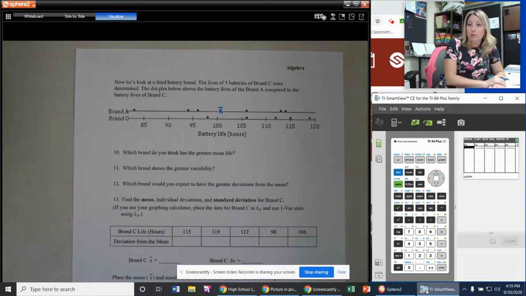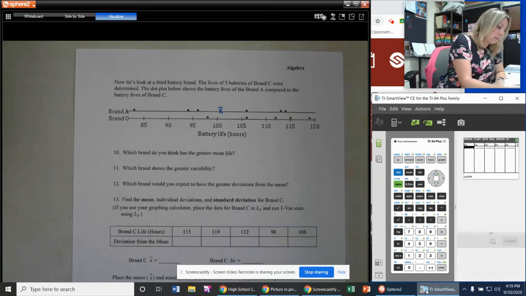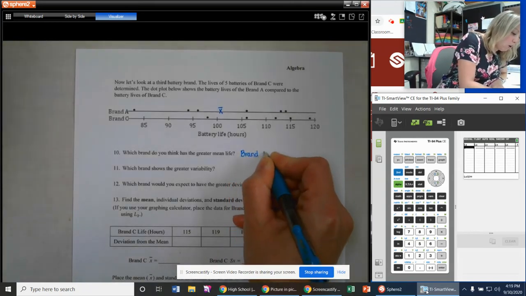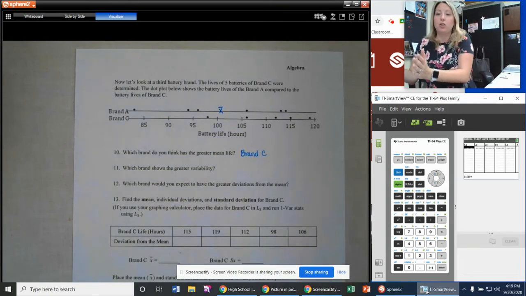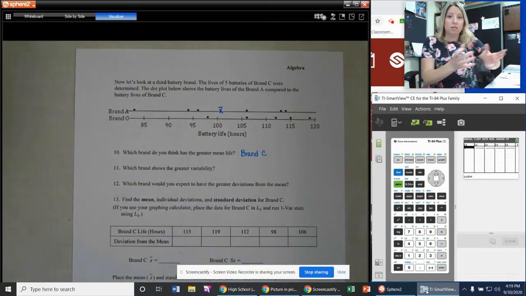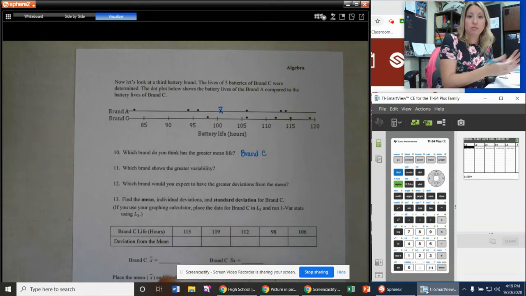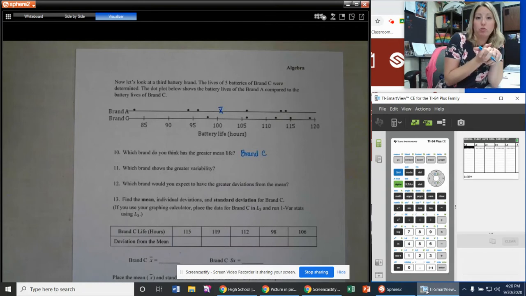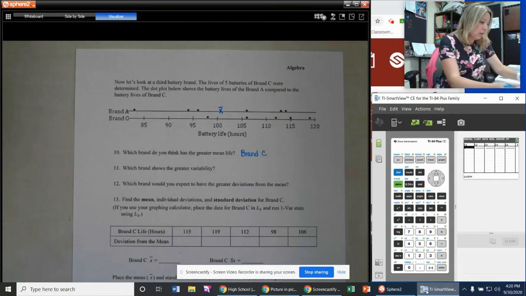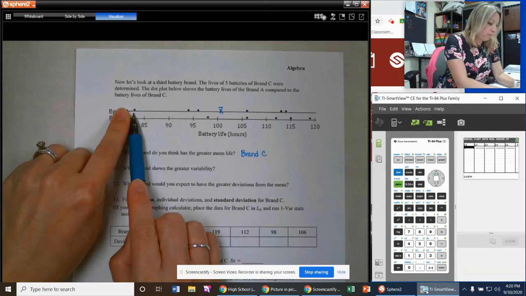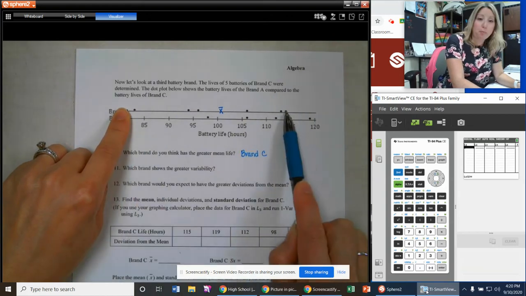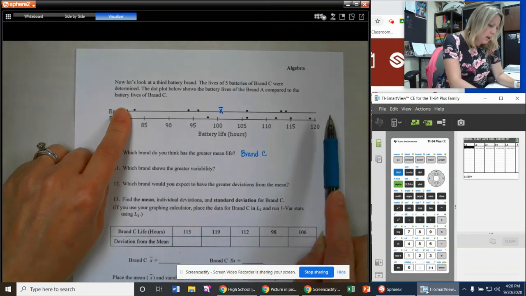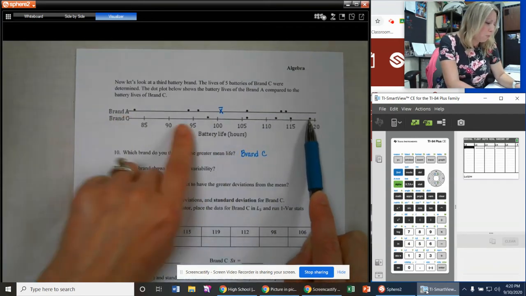Who's going to have the bigger mean? That's going to be brand C. Why? Well, brand C's battery lives are all greater than battery brand A's, so its average is going to be higher. Now, which one shows the greatest variability? If you look, we go from 83 all the way up to 114. Here, this has got to be around 98.